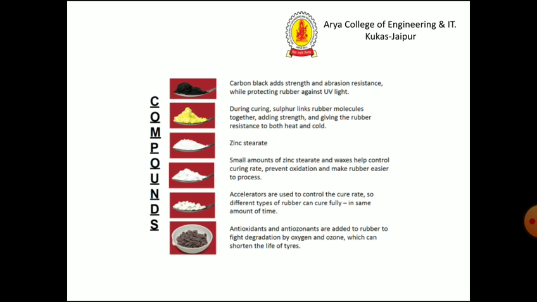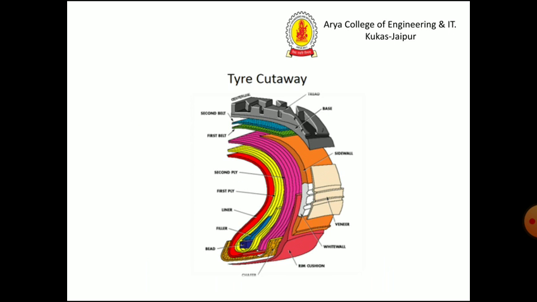These are the basic compounds used in the manufacturing of tires: carbon, sulfur, zinc citrate, accelerators, and antioxidants. This is the cutaway section of a tire.